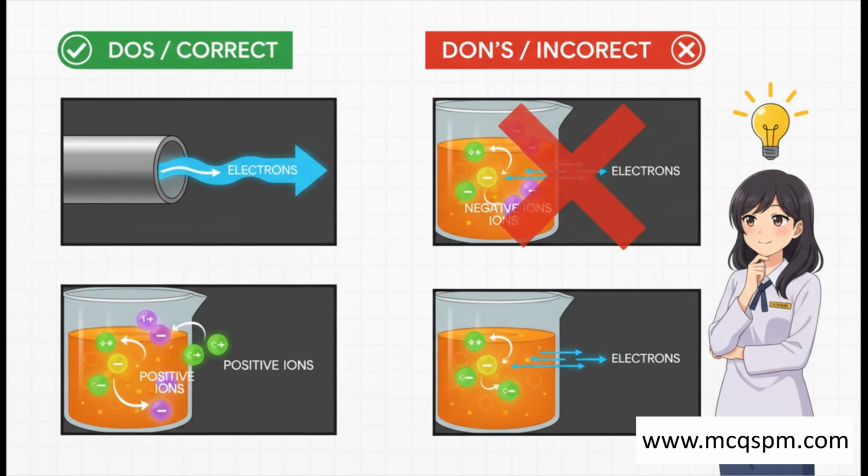Please, please remember this. It's a massive misconception that so many students fall for. For metals, it's those delocalized electrons doing the work. For molten or dissolved ionic compounds, it is always the freely moving ions. Get that straight, and you'll avoid a very common trap.